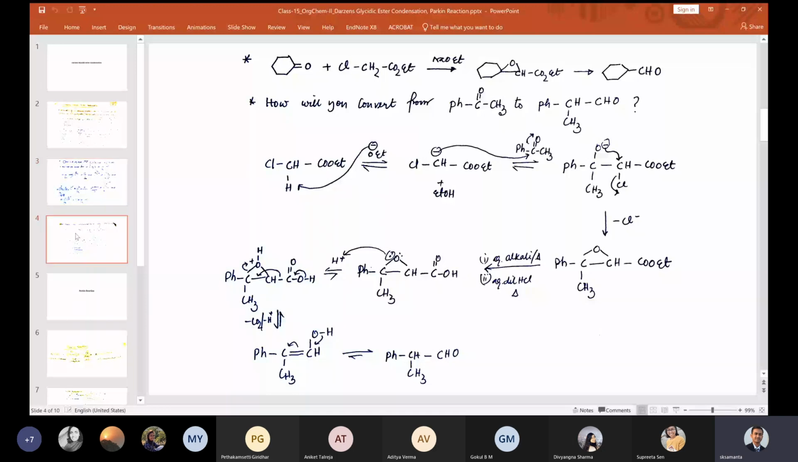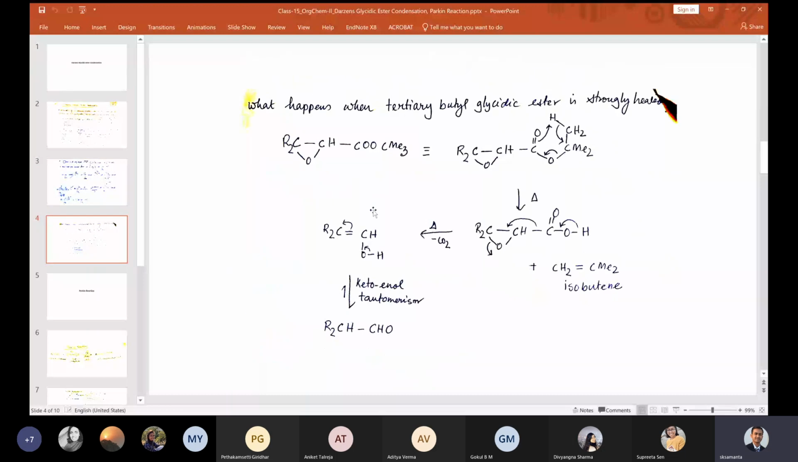Okay, another very interesting problem is this one. So they say, what happens when tertiary butyl glycidic ester is strongly heated? Generally pyrolysis happens when you heat an organic molecule very strongly. You have also studied this pyrolytic syn elimination. Actually we started it in the previous semester, right? So what will happen in this case?